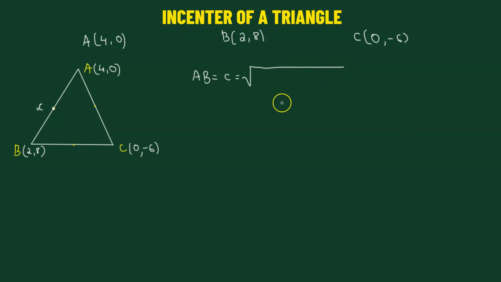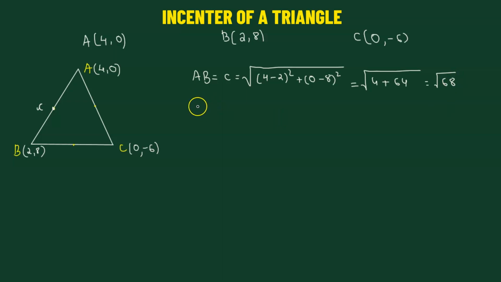So we'll take the square root, and what we do is take the difference of the x coordinates, so that's 4 minus 2, square it and add it to the difference of the y coordinates, so that's 0 minus 8 squared. So we have the square root of, 4 minus 2, that's 2. 2 squared will be 4, plus 0 minus 8, that's simply negative 8. The square of 8 is going to be 64. So that means we have the square root of 68.